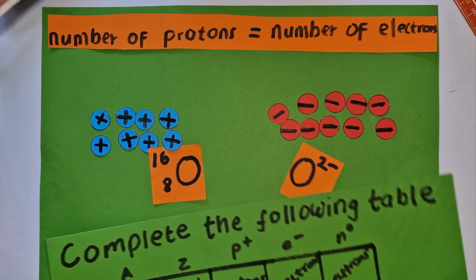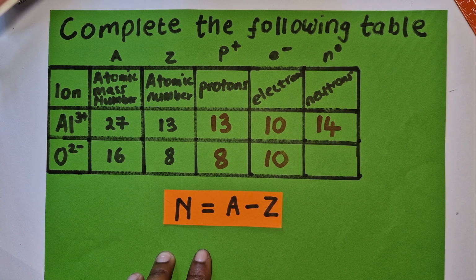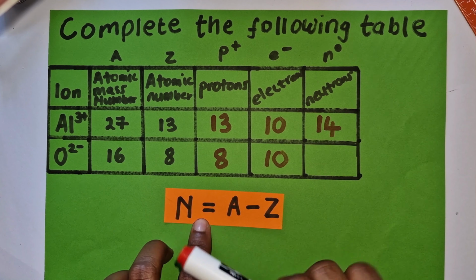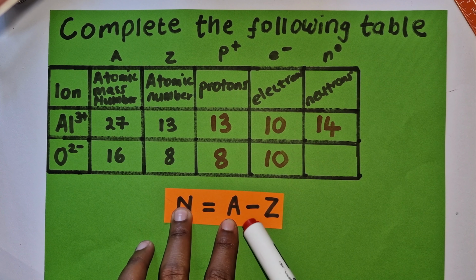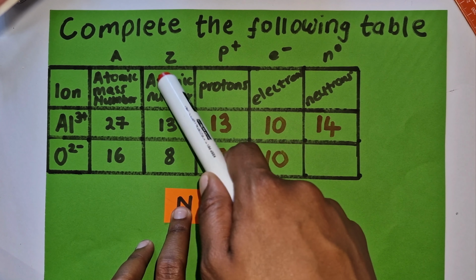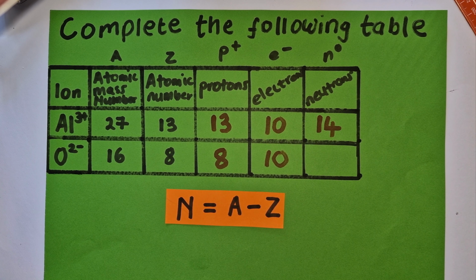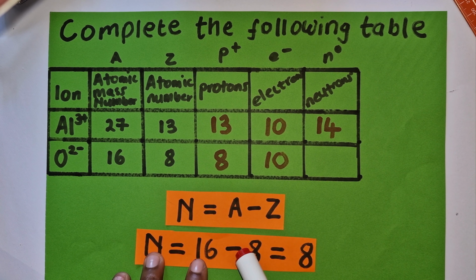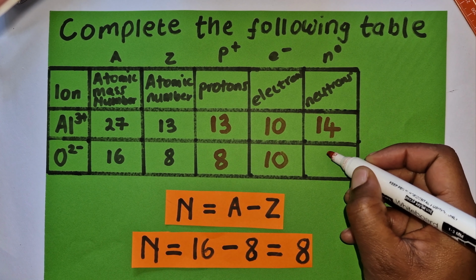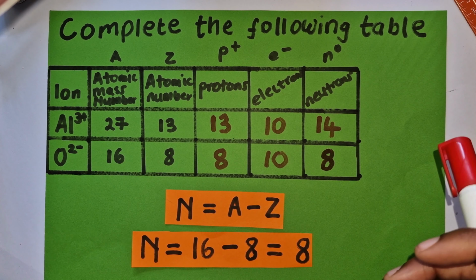Now we have to find the number of neutrons for oxygen 2-. As I said earlier, to find the number of neutrons, we must say the atomic mass number A of that atom or even an ion minus the number of protons, which is the same as the atomic number Z. So for oxygen 2-, it is the atomic mass number 16 minus the number of protons. So it will be 16 minus 8, which will give us 8. So the number of neutrons in an oxygen 2- ion is 8. And this brings us to the end of this video.